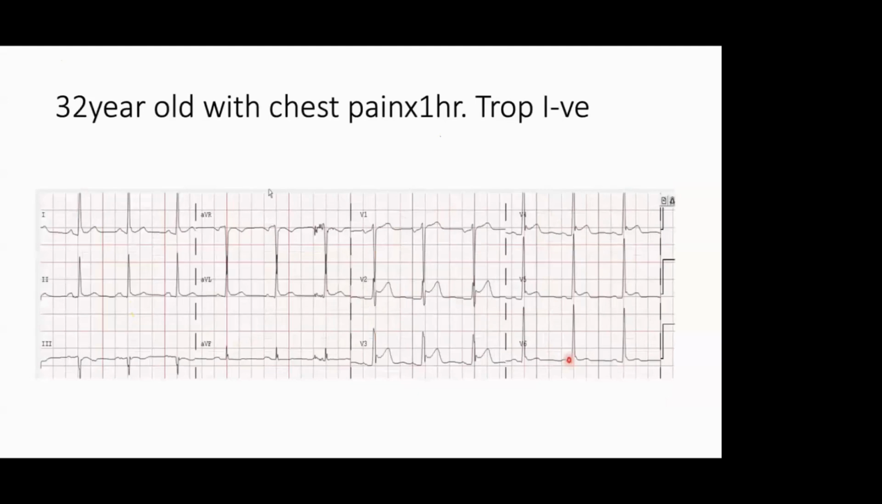This is a 32-year-old with chest pain for 1 hour. Troponin is negative. This is what we usually see in young chaps, young male or middle-aged male. We see in the casualty, we will see ST elevations or any other thing. Can anyone tell the diagnosis? And you can apply all the 5 points and see whether it is ischemic or not.